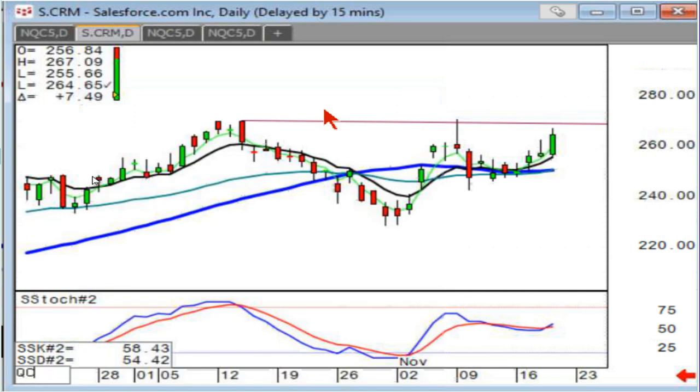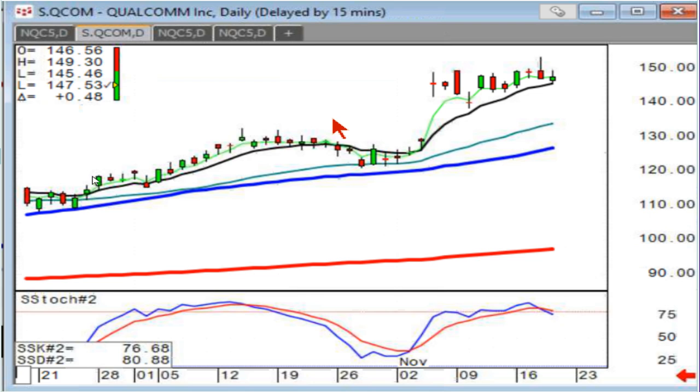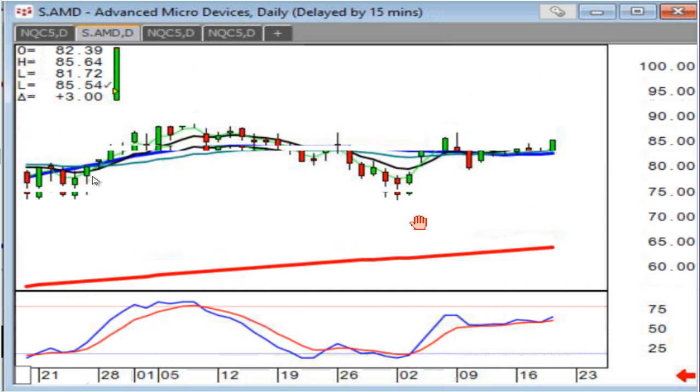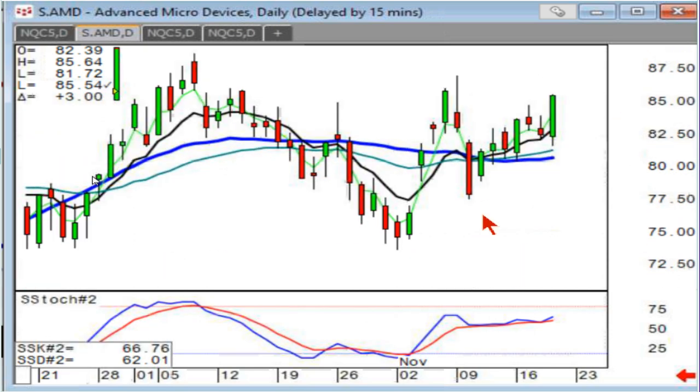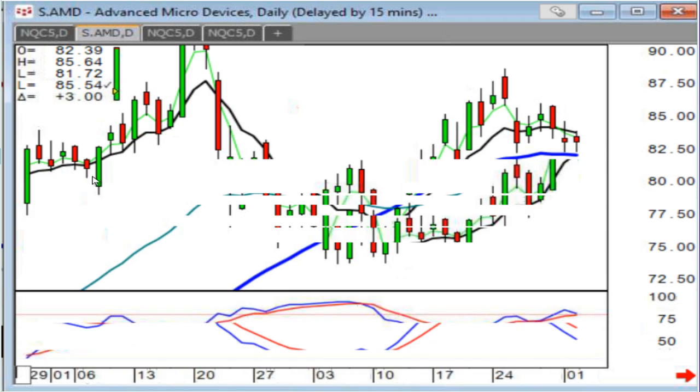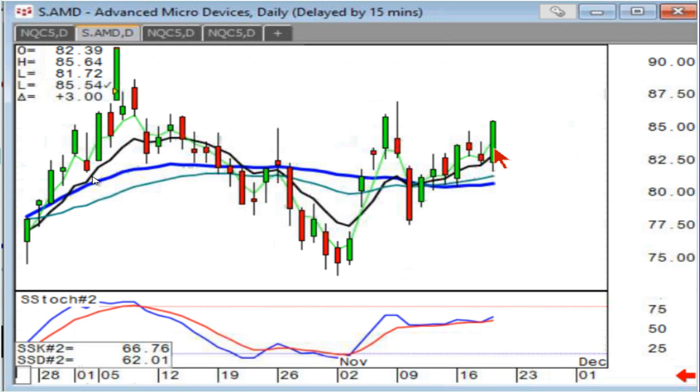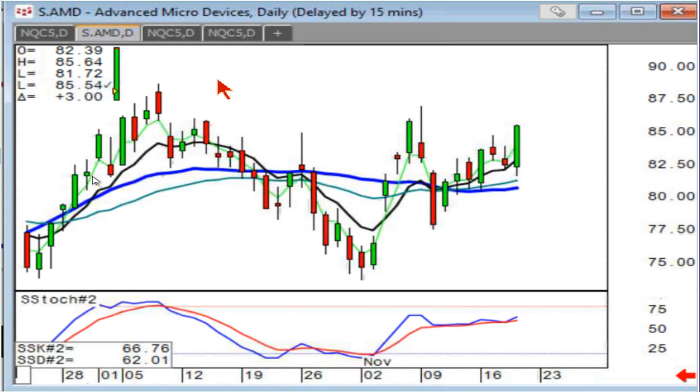QCOM broke out a few days ago. You stay long, use the T-line as your safety stop. And Advanced Micro is just not an exciting trading stock either. It's just been junky this whole past few months. If you like it, there is the double doji setup. You can stay long, just want to make sure it can break through this little downtrend area.